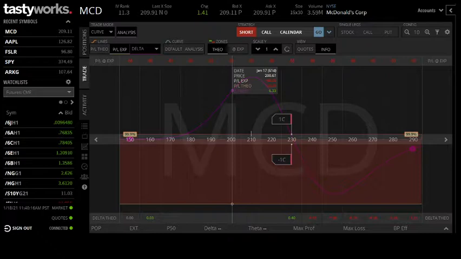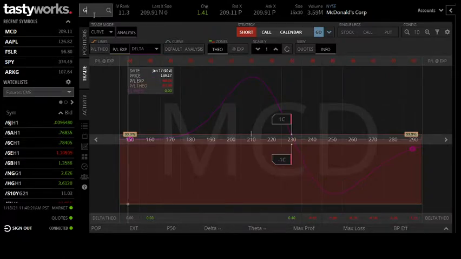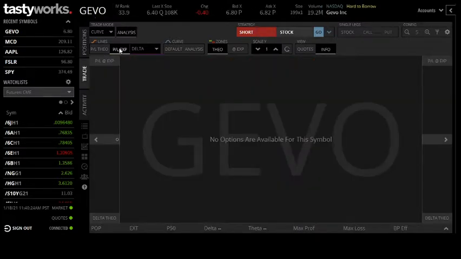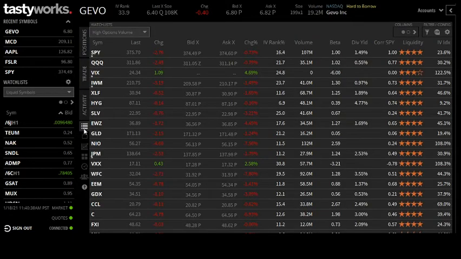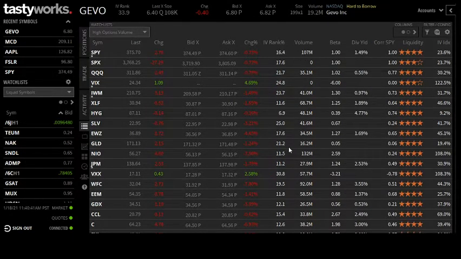Any thoughts on GEVO? I don't even know what GEVO is. What is it? If I don't even know what a stock is, and it's got no options, I won't even play it. I don't like stocks without options. See, Tasty's dope too. You can do liquid symbols. Zom is a penny stock. I don't know that either. No offense. That's Tyler, and Broham's pretty good at pennies too, but yeah, I don't know that.